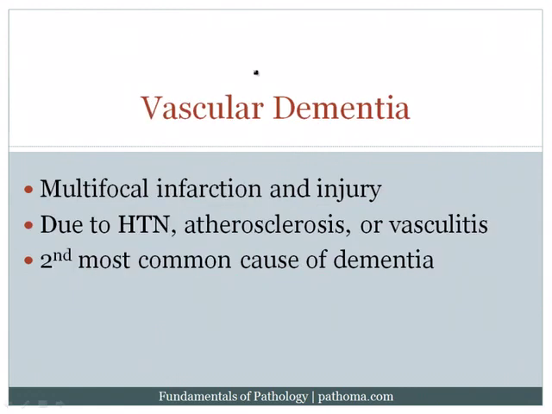An additional type of dementia is called vascular dementia. The idea here is that you've got a problem with the blood vessels, for example, hypertension, atherosclerosis, vasculitis, which decreases blood flow to the brain.